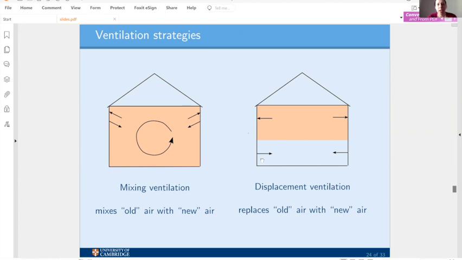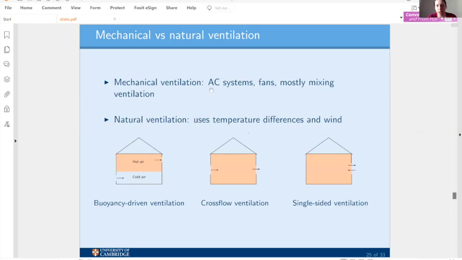And now, how can we actually ventilate our buildings? So we can either do that mechanically by using the air conditioning systems or some fans. And this mechanical ventilation usually leads to the mixing ventilation of the building. But then what we can also do is we can use the natural ventilation. So the natural ventilation relies on the temperature differences between the indoors and outdoors, and also on the wind blowing around the building. Now, some typical examples are shown here.